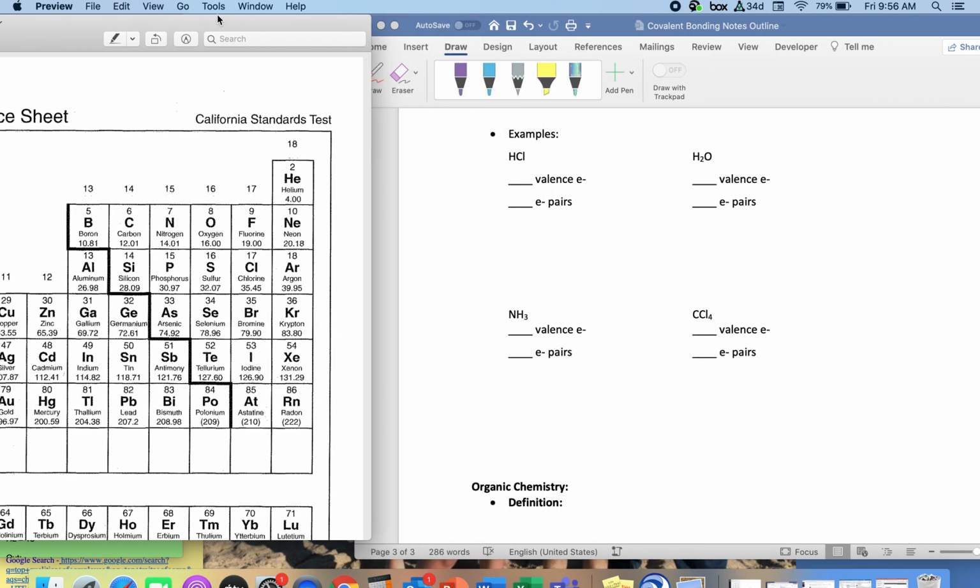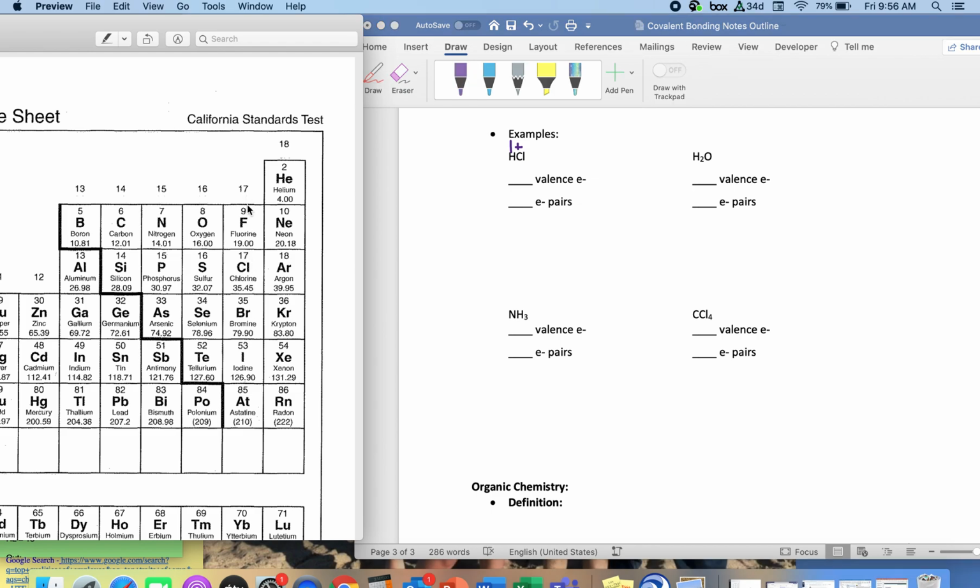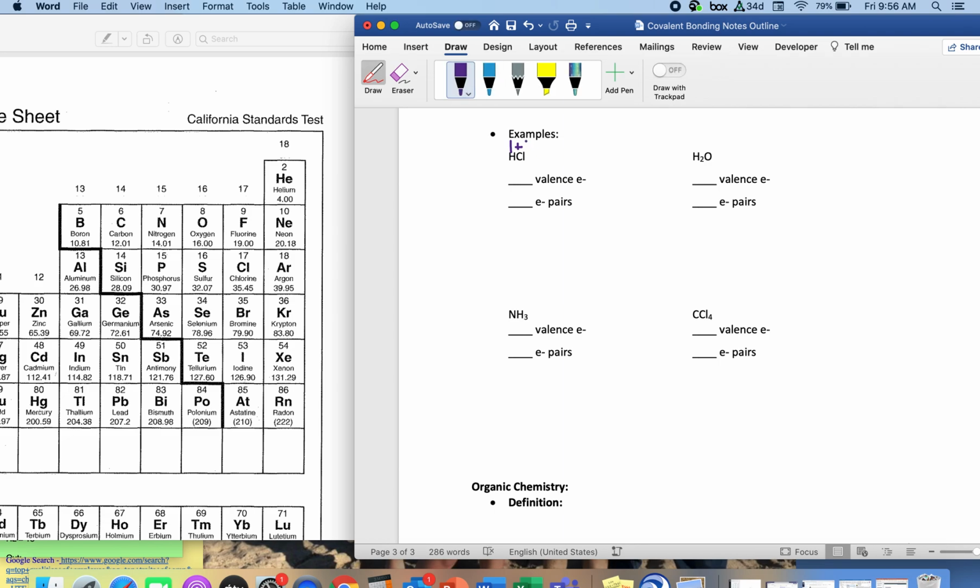So I'm going to scooch you back over. So hydrogen has 1 valence electron. And I'm going to add to that the electrons for chlorine. Chlorine is here in group 17, so it has 7 valence electrons. Well, 1 plus 7 equals, you guessed it, 8. So that means I have 8 valence electrons total to work with, okay?